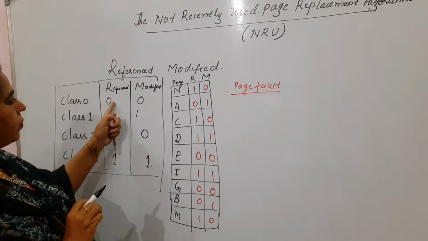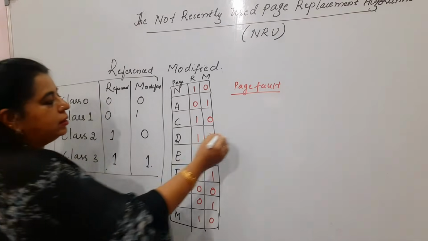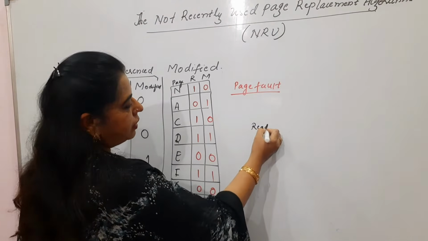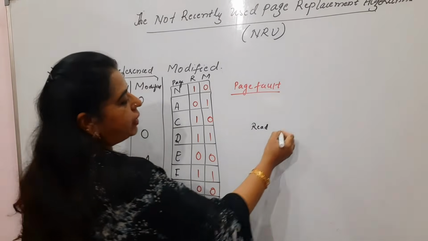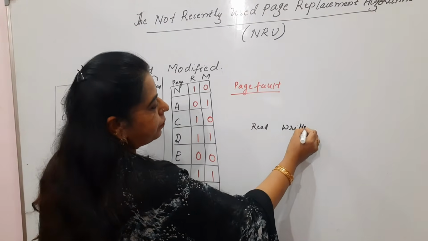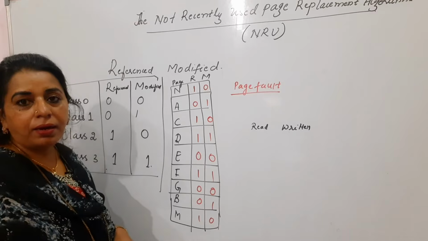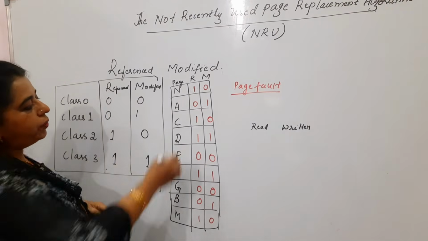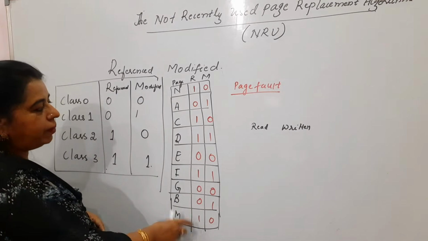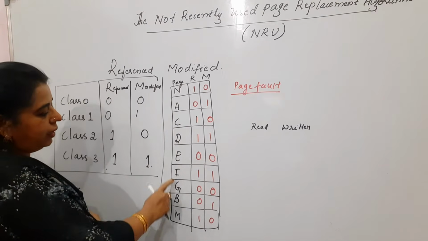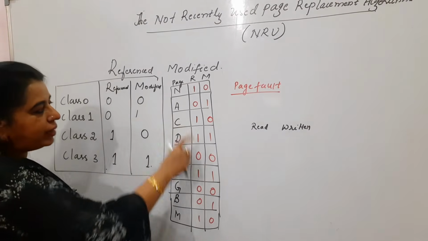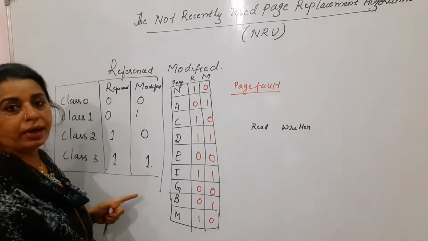R stands for what? The page is just read, we say it is referenced. Modified is what? The page is written, the contents of the page are edited. Now when you have these many pages in the main memory, A, N, C, D, E, F, G, B, what you do is you divide these pages into these 4 classes only.